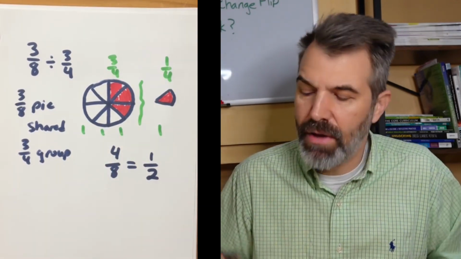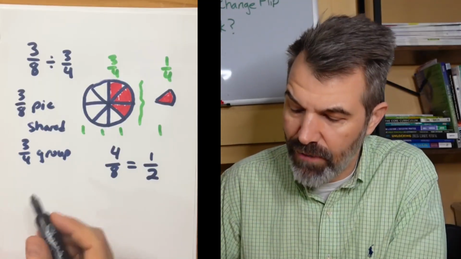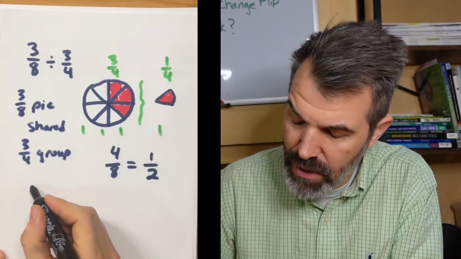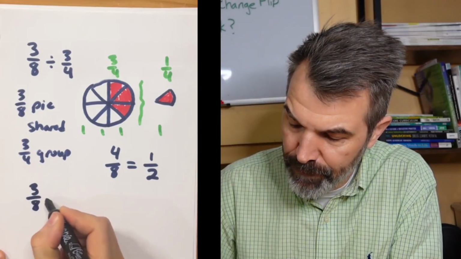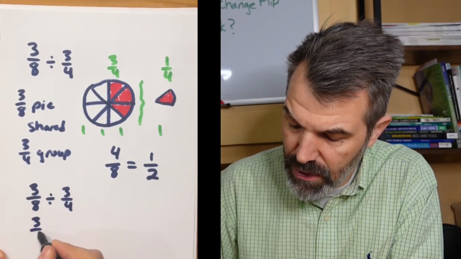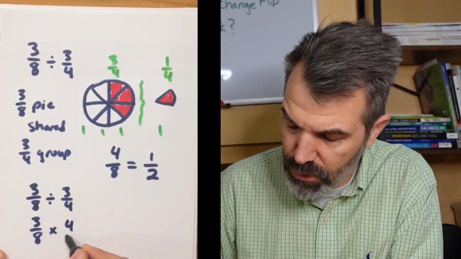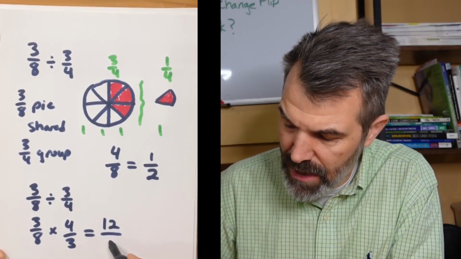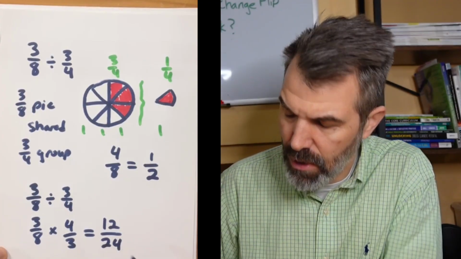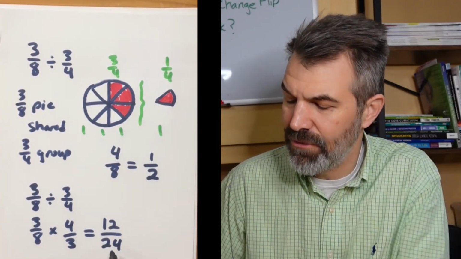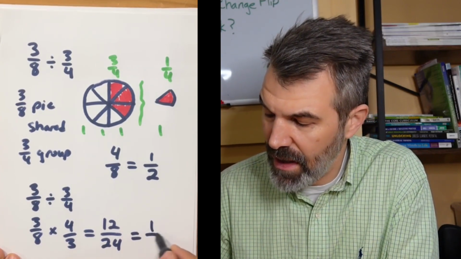Okay, how does that work with the actual rule, the procedures we have? So let's see what we get here. We're going to say 3/8 divided by 3/4 becomes 3/8 times 4/3. 3 times 4 is 12. 8 times 3 is 24. So now I'm kind of in a pickle here, because I know that 12/24 is in fact 1/2.